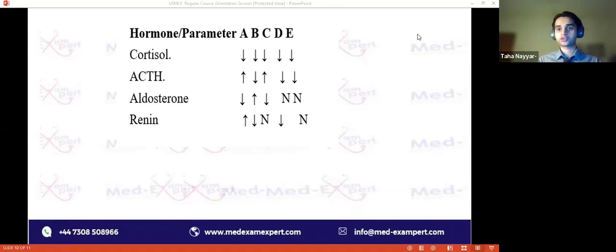In the absence of aldosterone, there is no negative feedback, so there will be no inhibition of renin. There will be increased production of angiotensin as well, so there will be higher levels of angiotensin and higher levels of renin. So option A is the correct answer.